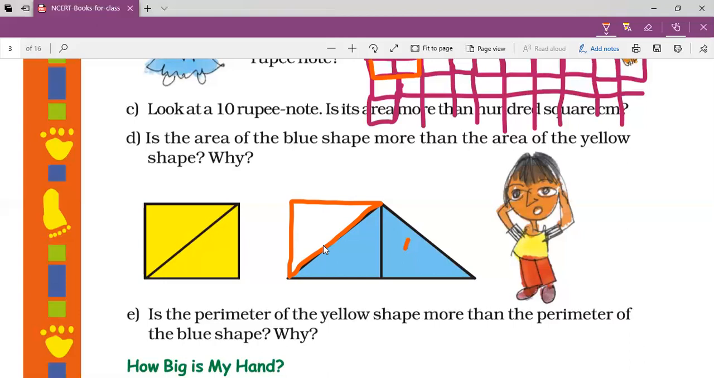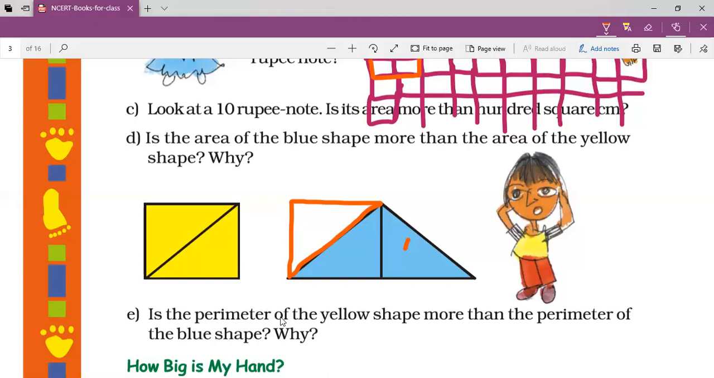Why is it having a similar area? Because they are formed with triangles of similar area, or both triangles have a similar area. That's why they are similar shapes. Yes, understood? Next, is the perimeter of the yellow shape more than the perimeter of the blue shape?